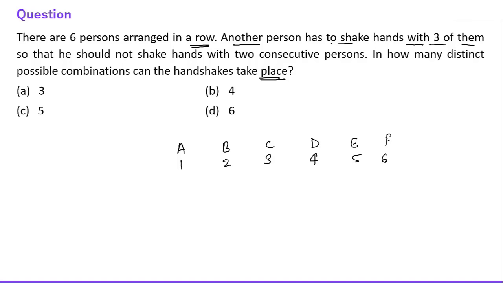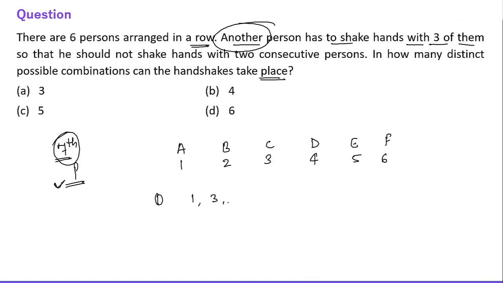After that they are saying another person. So another person means a 7th person, right? Let's say another person is P. So P is coming, he wants to shake hands, but he doesn't want to shake hands with 2 consecutive persons, right? That's it. I repeat, another person, the 7th person, is coming, and he wants to shake hands with any 3 of them, with the condition that they should not be consecutive persons, right? So first combination is what?